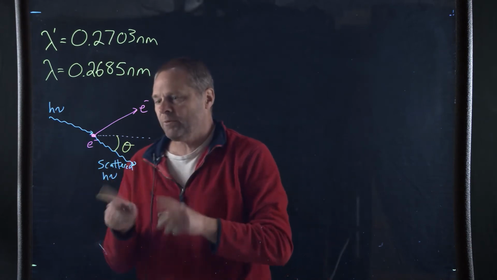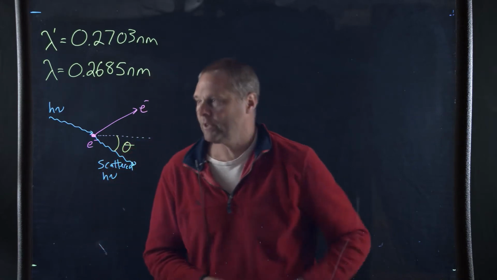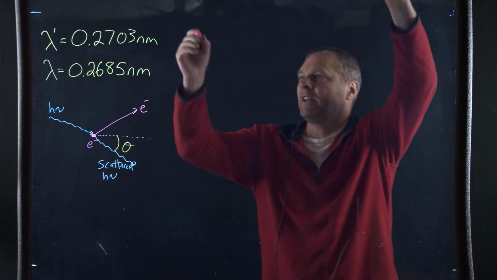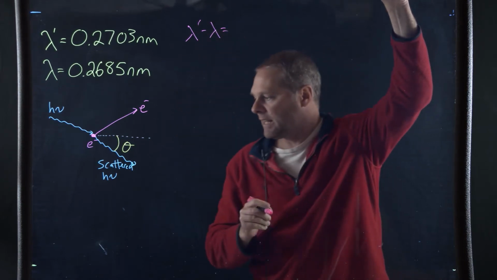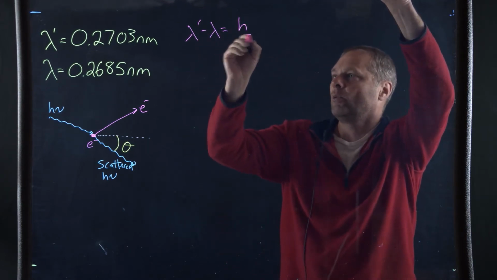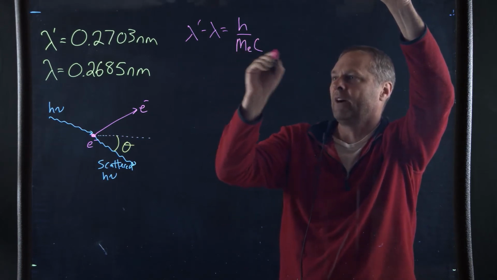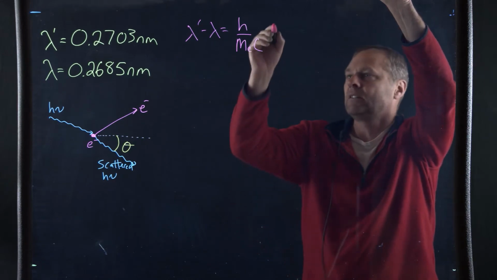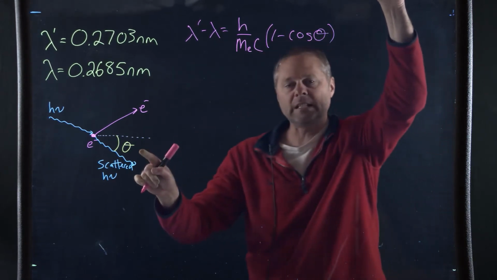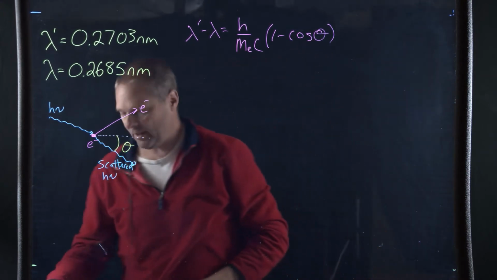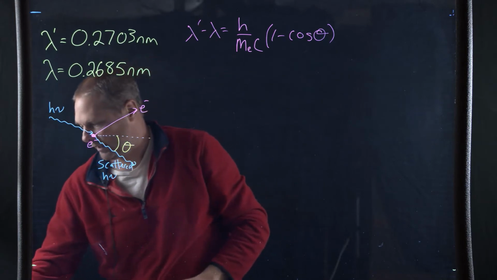We can find this angle at which it's scattered by using the following equation. We can say that lambda prime minus lambda is equal to h, which is Planck's constant, divided by the mass of an electron times the speed of light, times 1 minus cosine of this angle. All right? So we want to find the angle for the scattered light.